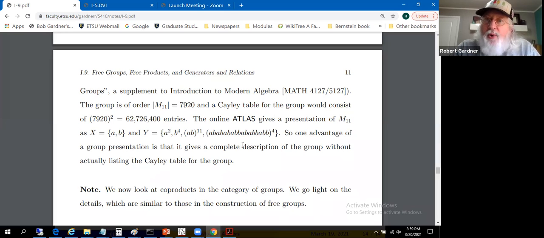Note 1.9.3. This presentation does determine some group. Properties of that group are to be determined, I suppose, but it's a clean way to give a presentation of the group.